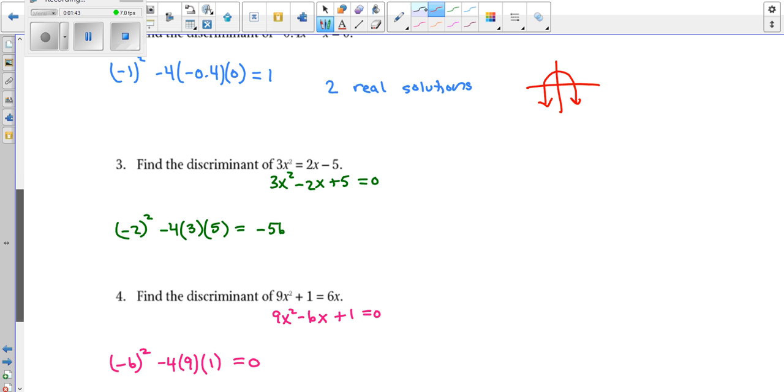And number 3, because you have a negative answer, your discriminant's negative, which means you can't take the square root of a negative, so you actually have 2 imaginary solutions. Remember, it's 2 because you have a plus and minus when you take this square root. So this means that when you graph your function, it will never hit your x-axis. Your function opens up. It looks something like this.